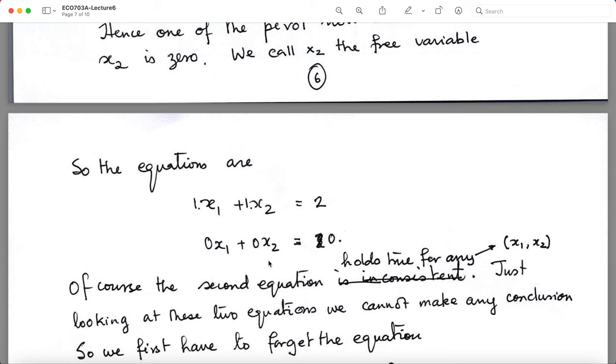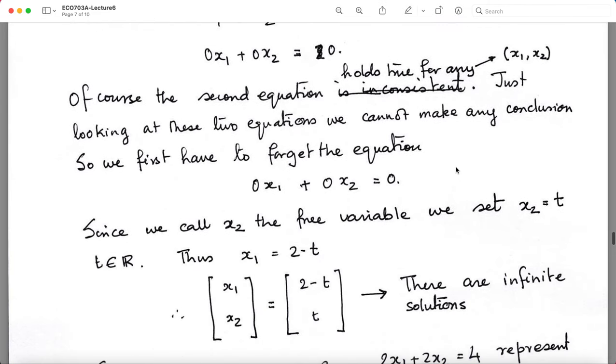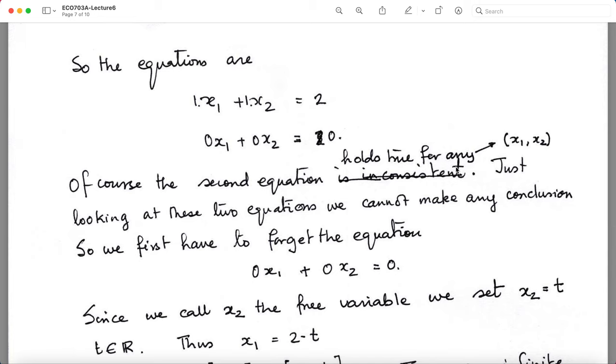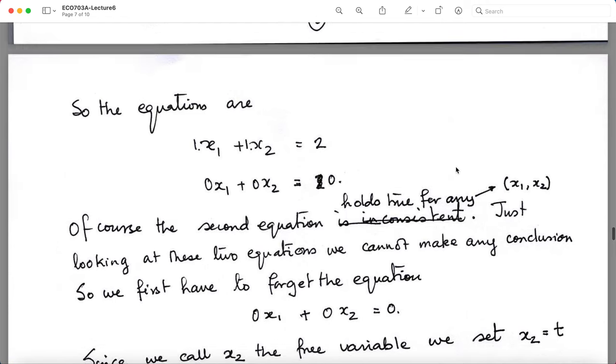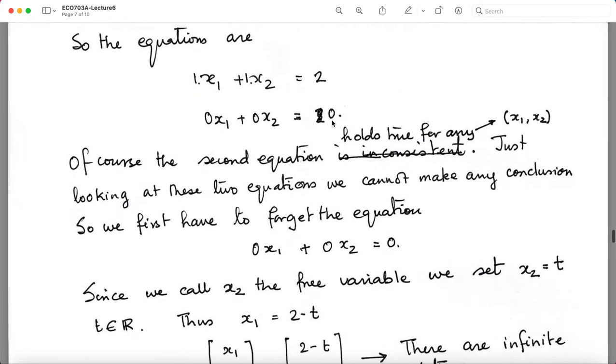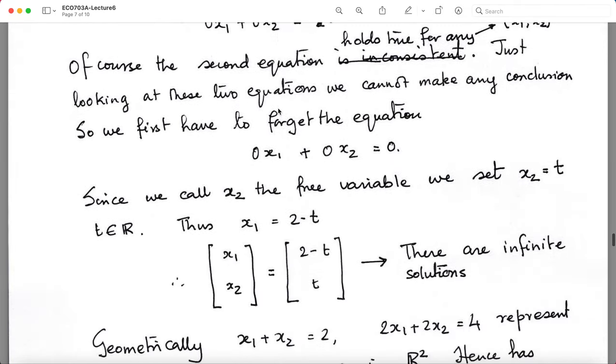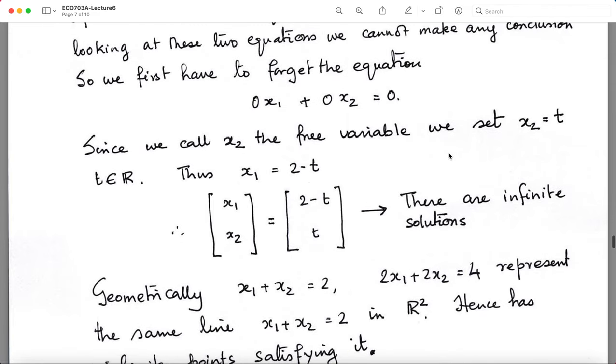Now, just by looking at these two equations, it is very difficult to make a claim. In fact, by the terminology in linear algebra, the variable associated with a pivot element that is 0, in this case x2, is called a free variable, and we can assign any value to it. So if I assign any value t to x2, then x1 is 2 minus t. So we can always set x2 equal to t and thus write (x1, x2) equal to (2 minus t, t). So there are infinite solutions, because I can choose x2 to be any t and that will give me the answer.